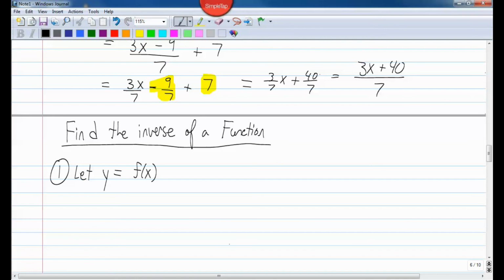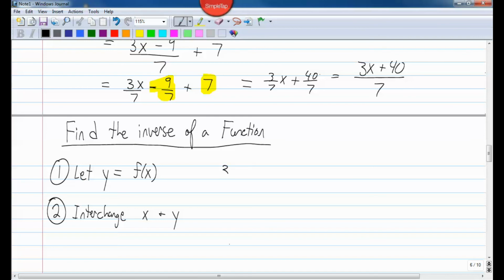Okay? Once you have just y equals some x, or y equals whatever, step 2 is to interchange x and y. What that means is, where you have an x, you write a y, and where you have a y, you write an x. So if you have an x squared, it becomes a y squared. If you have a 3x, it becomes a 3y. Where you have a y, you write x to the first power. Okay?